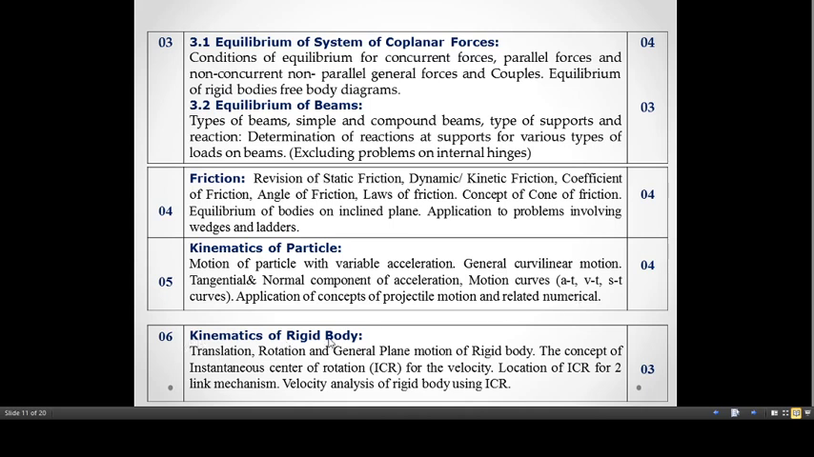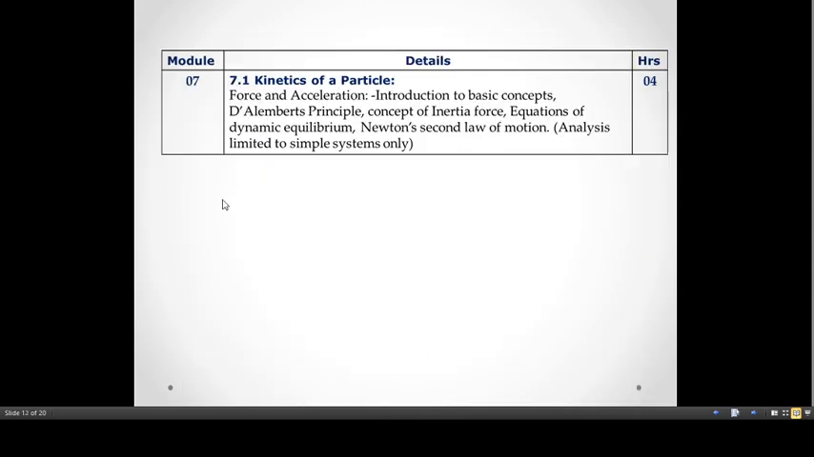Under kinematics of a rigid body, we'll cover these points: translation, rotation and general plane motion of a rigid body, the concept of instantaneous center of rotation for the velocity, location of ICR for two link mechanism, velocity analysis of rigid body using ICR. The last module we'll see is kinematics of particle.